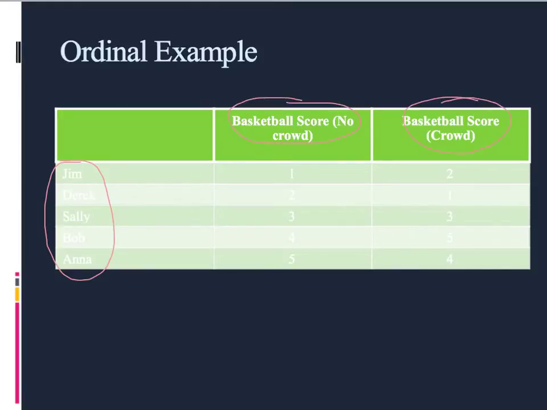Rather than put their scores out of 10, what I've done is I've ranked the participants. So we can see that Jim was the first place participant. He scored the most, and then Derek was in second place, Sally was in 3rd place, Bob was in 4th place, and Anna was in 5th place. Now, this was what happens when they took in front of a crowd. However, I've then ranked the players on how well they did in the crowd condition. So when we've got 2 columns where we're comparing ranking data, we have 2 ordinal columns.